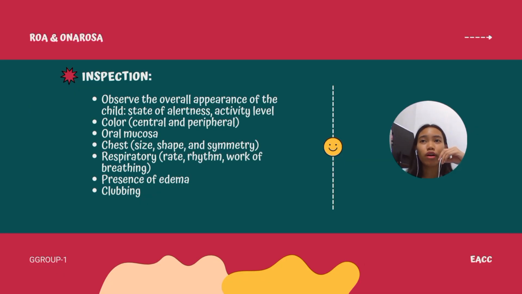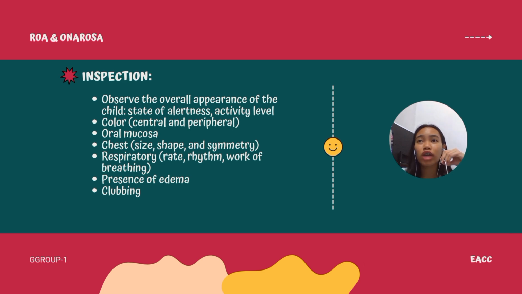Inspection. Observe the overall appearance of the child, state of alertness, and activity level. Then inspect the color, central and peripheral, to know if the child has cyanosis. Inspect their nails, hands, and feet. Next is to inspect their oral mucosa. Inspection of the oral mucosa includes observing the inside of the lips and the buccal mucosa, the tongue, under the tongue, the hard and soft palate, the pharynx, and the salivary glands.